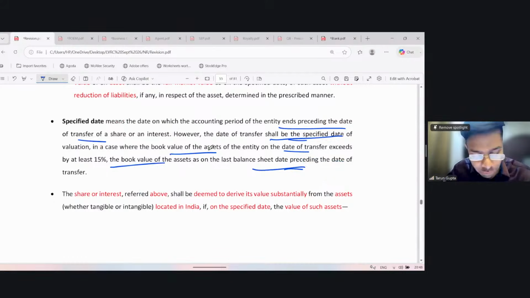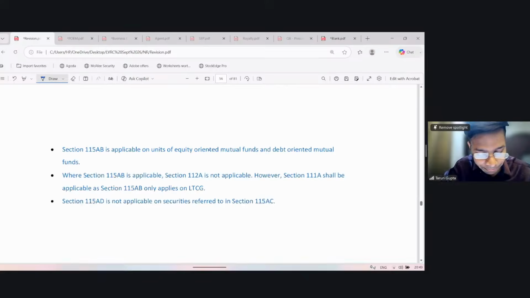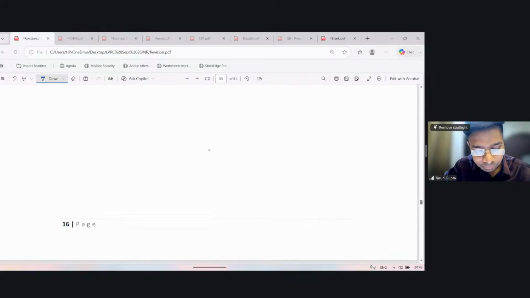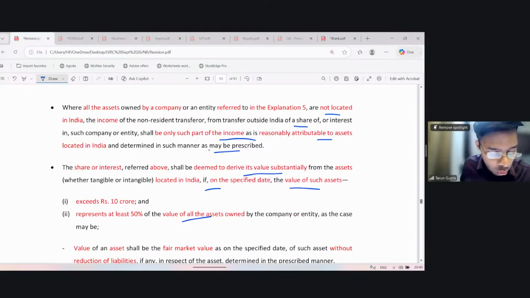The share or interest above shall be deemed to derive its value substantially from assets located in India if on the specified date the value of such assets exceeds 10 crore and represents at least 50% of the value of all assets owned by the company or entity, as the case may be.